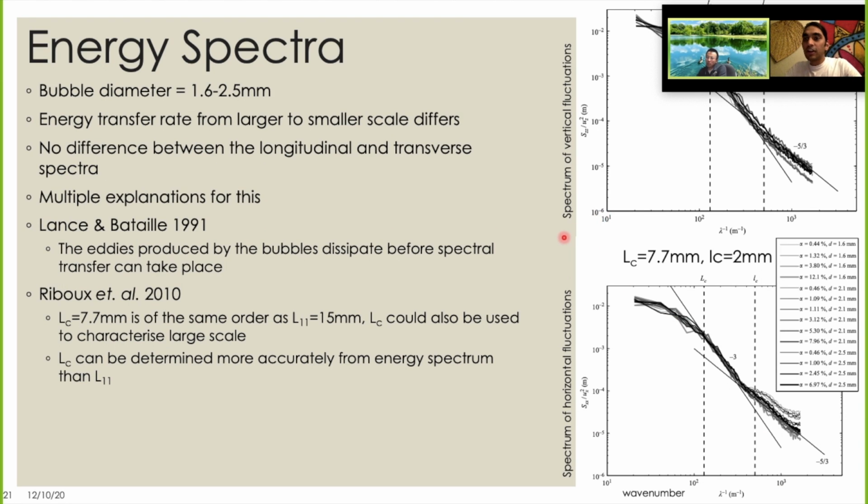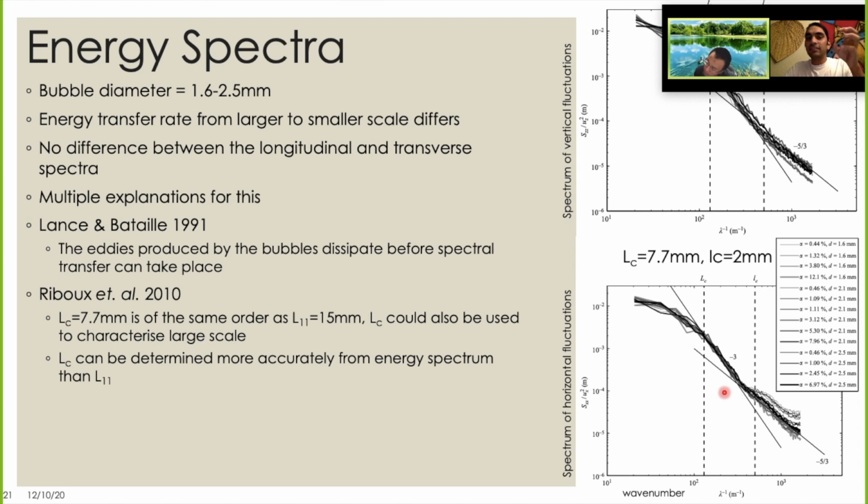Now coming to the most important aspect of this presentation, which is analyzing the energy spectra. Here the bubble diameter is around 1.6 to 2.5 mm. Here we have the spectrum plotted for the vertical fluctuations and the horizontal fluctuations, and this is the very interesting part. When we plot the energy spectra for both vertical and horizontal, we observe that there is a -3 slope followed by a -5/3 slope for a variety of void fractions and bubble diameters that we look at. And the same curve follows in both the vertical and horizontal conditions.